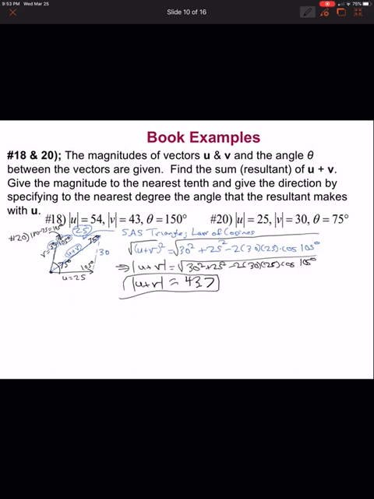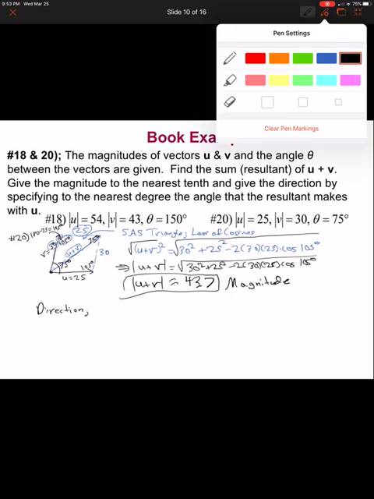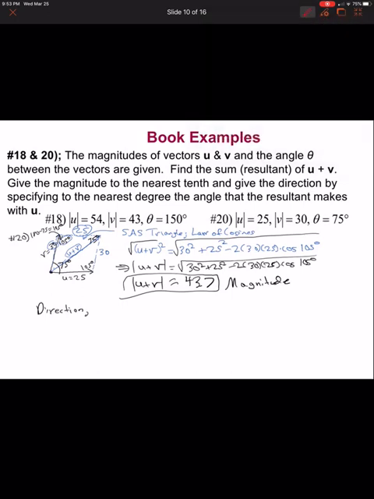So we've got magnitude, right? Now we want to find direction. So to give direction, we're going to find the angle between the resultant vector and what? Vector u. And let's go ahead and show that here in red. Let's go back to our drawing. This angle right here, we need that. So what's the angle off vector u to u plus v? That'll give us our direction. I'm going to call it alpha.